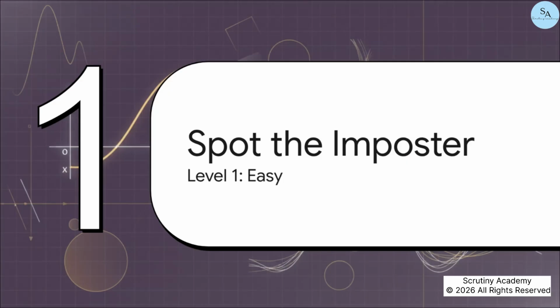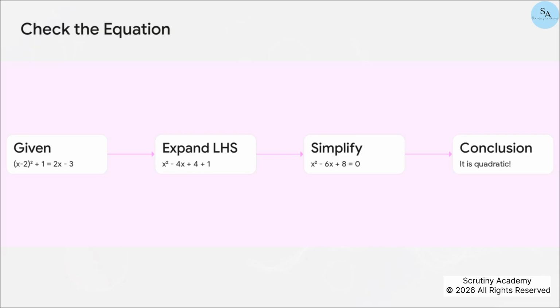All right, level 1, spot the imposter. This is an easy one. Let's warm up with a quick little exercise. We're going to see if we can spot which equations are truly quadratic and which ones are just imposters in disguise. Let's read the question together, nice and calm. What's given? We're given the equation (x minus 2) squared plus 1 equals 2x minus 3. Okay, what's asked? We just need to check if it's a quadratic equation.